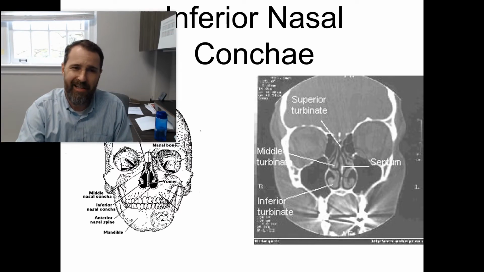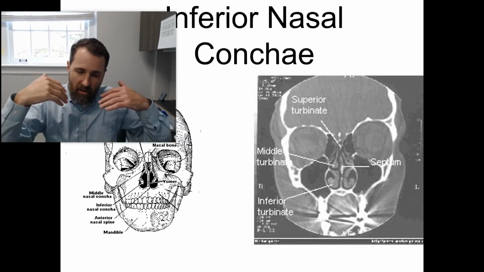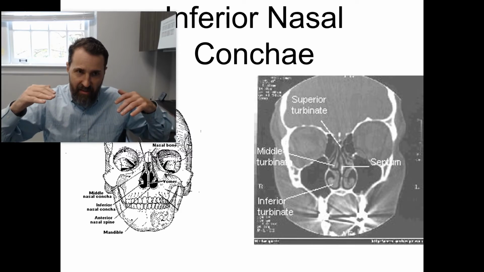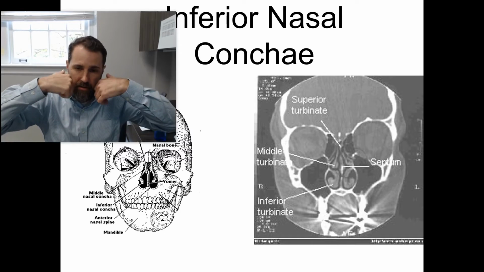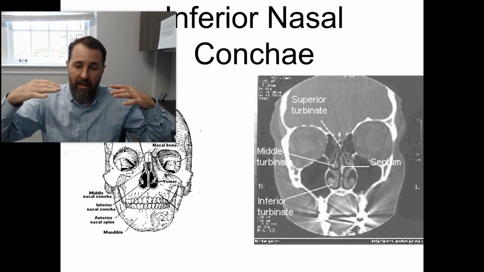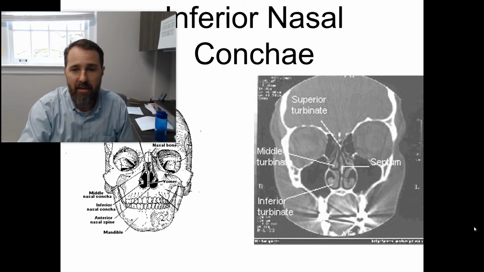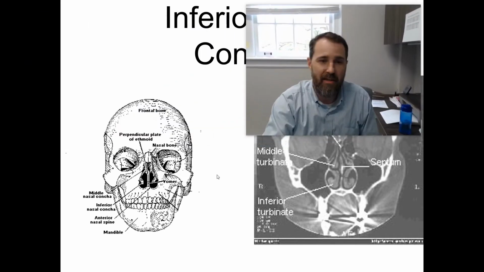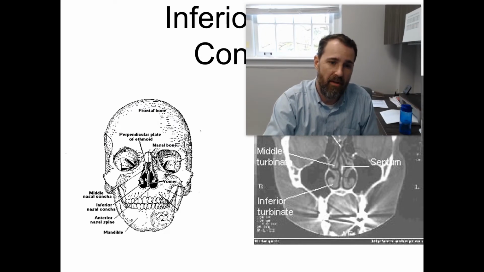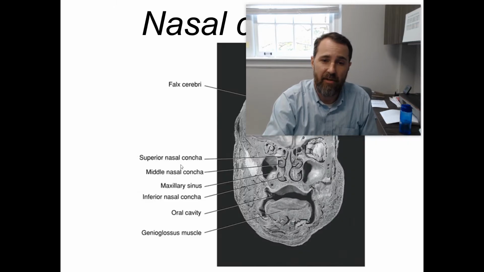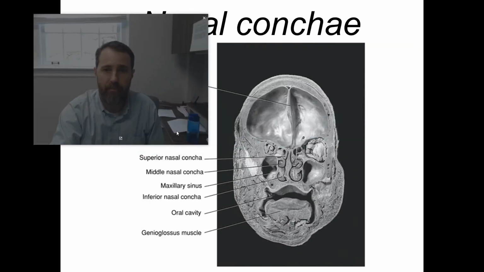So usually anytime you're looking at a skull, you're going to see the inferior nasal conchae curling medially from the sides of the nasal cavity. So here's this image of this skull, you always see these two little bones right there. That's the inferior nasal conchae.